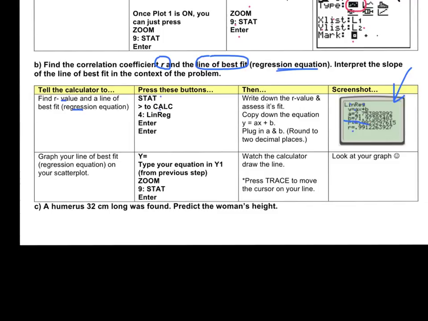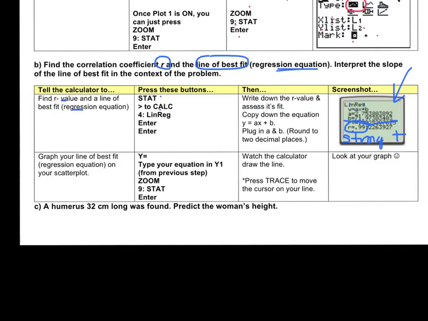Don't worry about the r squared value, okay? We want the r value, so jot that down. You can just round it to 2 decimal places. So in this problem, our r value is 0.99. Assess that fit. That's a pretty strong positive correlation. So you can say strong positive. It's really close to 1. So it's a pretty good fit.